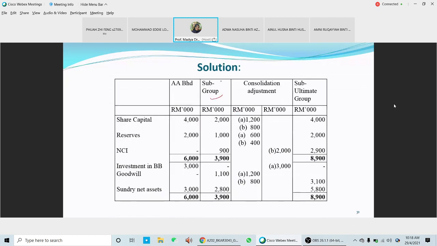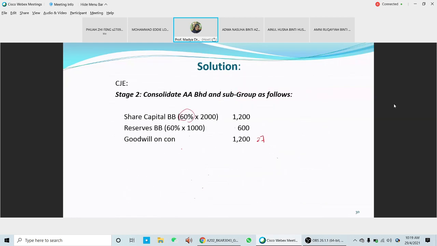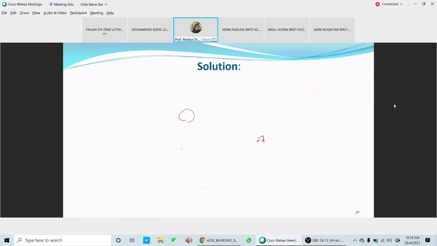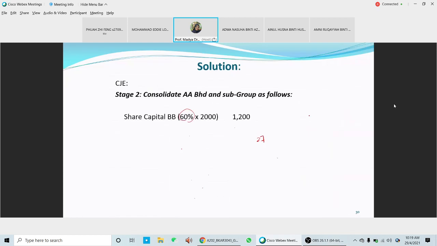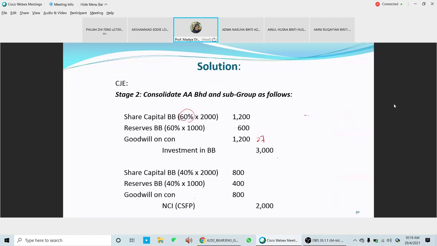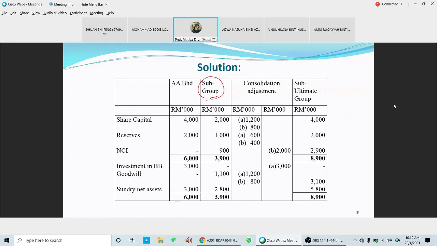Okay, now look at this one. The term that I'm using here is a subgroup. So the subgroup information comes from slide, can you refer back to slide 23? Okay. So this comes from here, subgroups here. Okay, we're going to use this information to combine with A. So we are using a subgroup. Subgroup here is between B and C from the first consolidated financial statement.